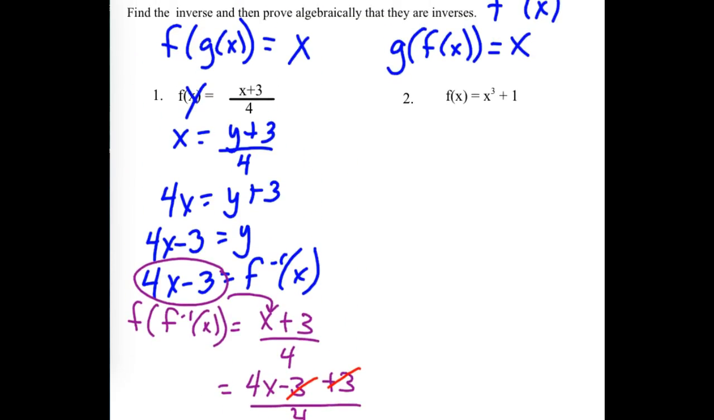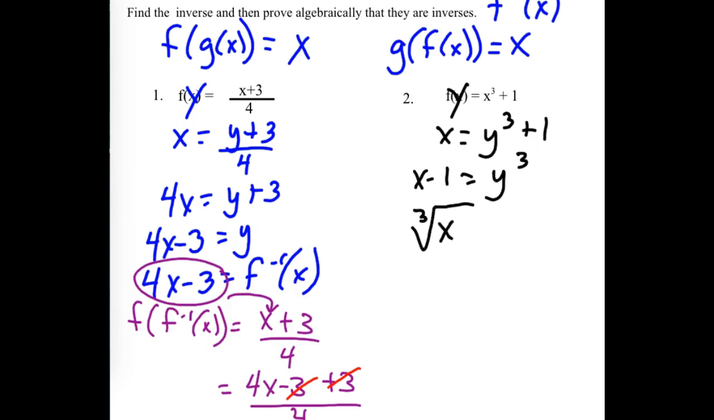All right, our second one. If this is y, we're going to switch x and y. Our next step would be to bring that 1 to the other side by subtracting it. And then how do we undo a cube? We cube root it, yes. So do we need the plus and minus in front of a cube root? No, we just need that when it's an even root. Okay, so we've got our inverse.